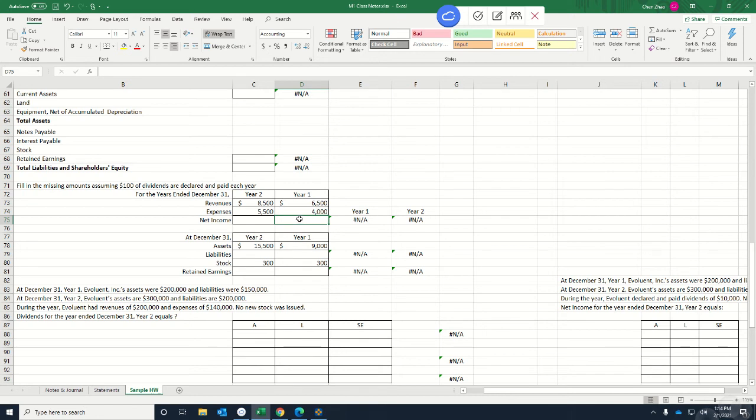So what is net income? How do you calculate net income? Yes, subtract. So you type an equal sign, click revenue, minus expenses, and this is your net income. Okay. And then you do the same thing for year 2.